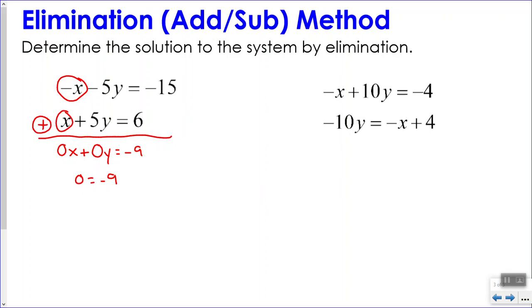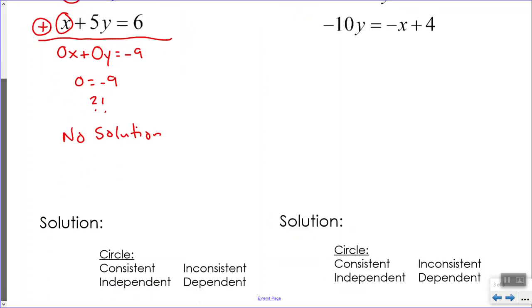But we know that that's not going to be true. This is our contradiction. So this is where we have no solution. So if we come down, we can put no solution here, or NS if you want. And since we don't have a solution, this is an inconsistent system, and we can't say it's independent or dependent, so we don't have to circle anything there.